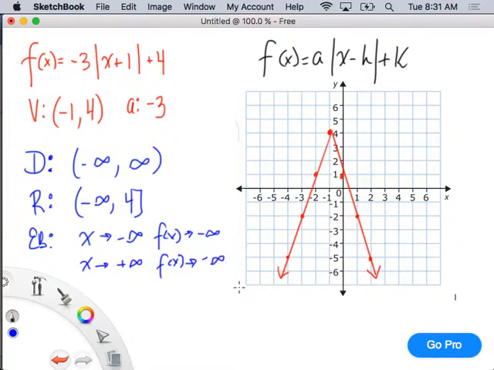Negative infinity. Okay? So there you go. That's basically what I'm going to be asking you guys for Module 1. Is domain, range, and end behavior. Because it's important that you guys understand that. Okay? Any questions on that? No? Okay. All right. We good?